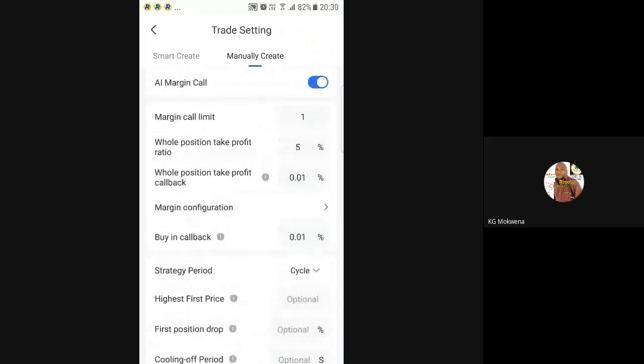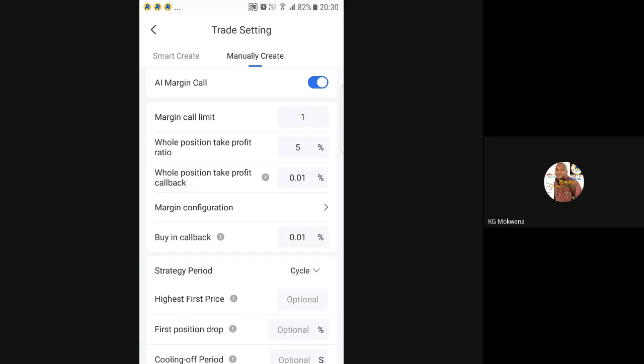And whole position take profit callback, it's just about negative. If you have made a certain amount of dollars and the market goes down by this particular percentage, you want to collect profit. That's just purely what is happening there. So that is take profit callback. Callback is a negative direction, for instance. If the market was going up, you are in profit, and it drops a bit, that is a callback. So by what percentage do you want the market to dip so that profits can be collected for you? And yeah, it's just as simple as that.